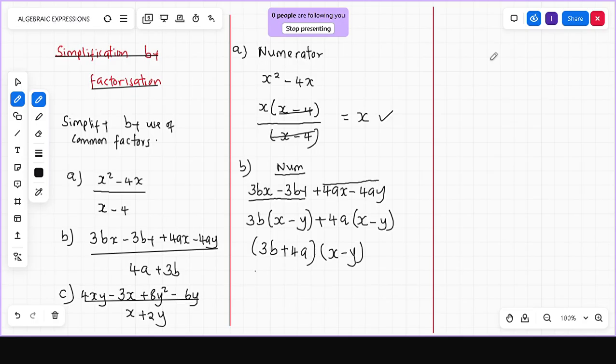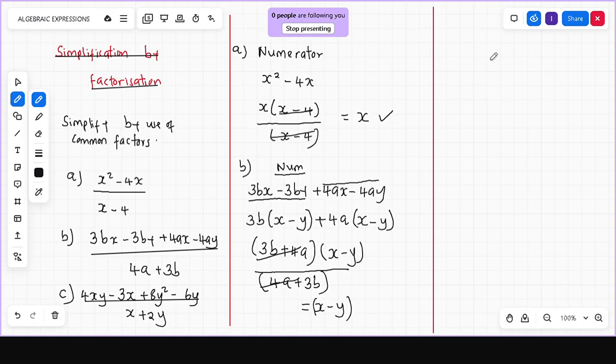Then finally divide by the denominator. The denominator is 4a plus 3b. So 4a plus 3b is just the same as 3b plus 4a. We're going to cancel 4a plus 3b with 3b plus 4a, which are just the same. And the final answer becomes x minus y. So this is the final answer in part B.